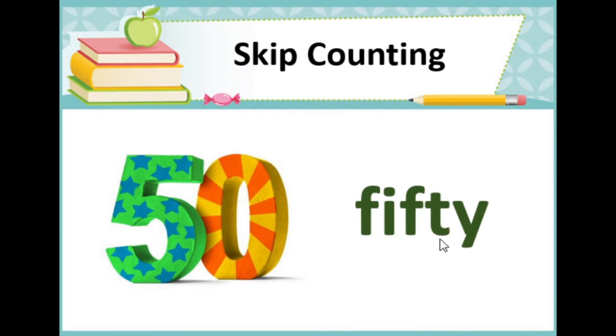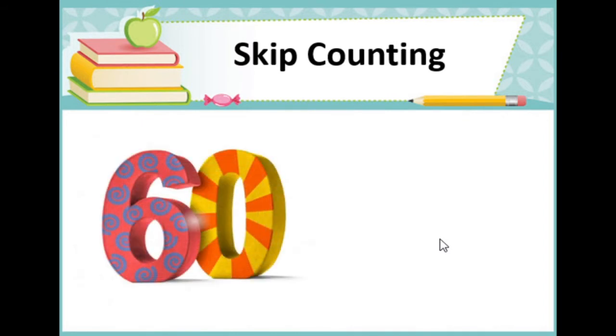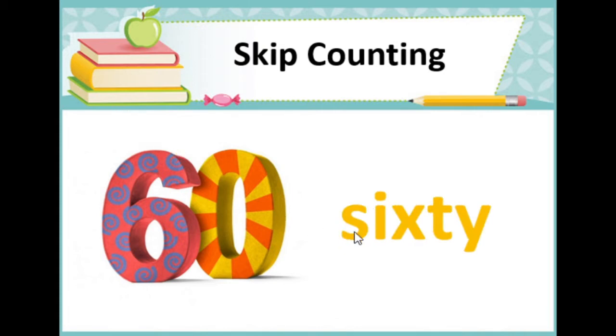Alright, great job. Next, how about this number? It has number 6 and 0. What number is it? Okay, very good. It's number 60. Great job. Say it, please. 60. Okay, good job. S-I-X-T-Y. 60. Alright, great job. Doing great.